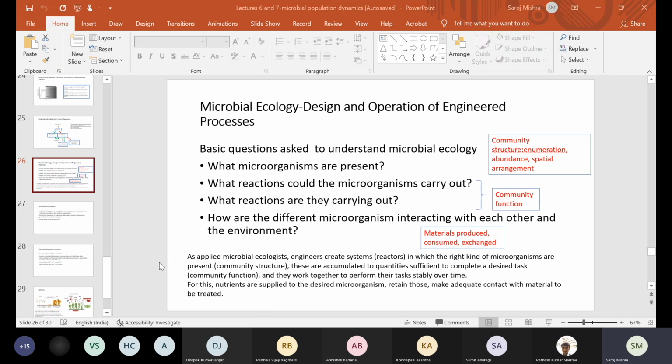Vivek, would you like to say something about the community structure which you have learned for wastewater treatment? What are the different reactions which are going on? Vivek, are you there?